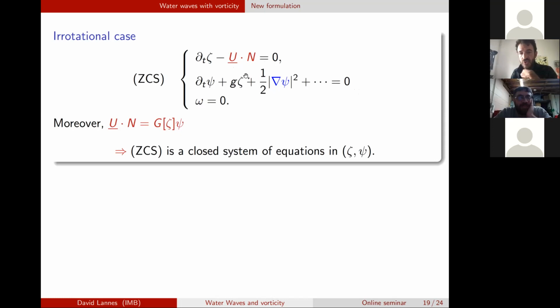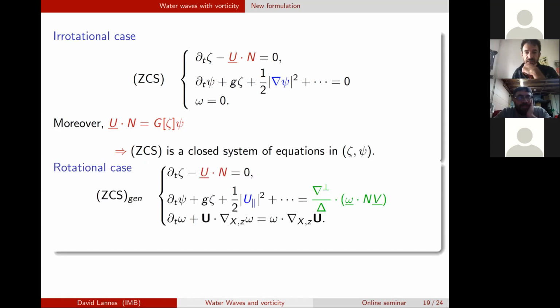And this we had used then to derive asymptotic models, etc. So now that we are in the rotational case, we still have this equation, zeta minus u dot n is equal to 0. We have obtained an equation on psi, but psi now, I remind you, is defined as grad psi, the projection of the horizontal component of the tangential velocity onto gradient vector fields.